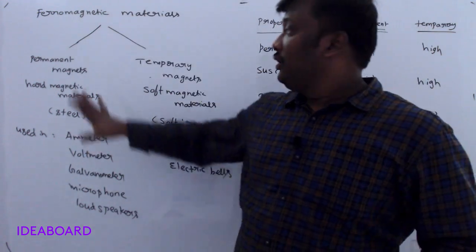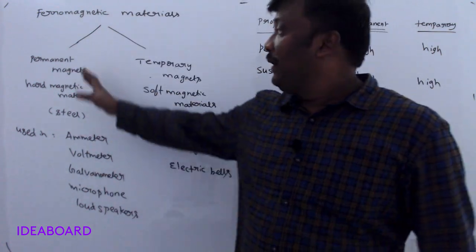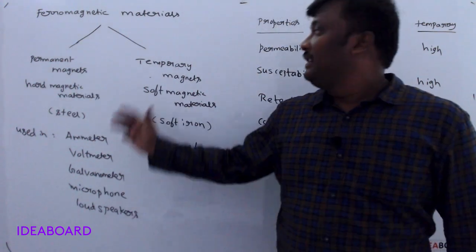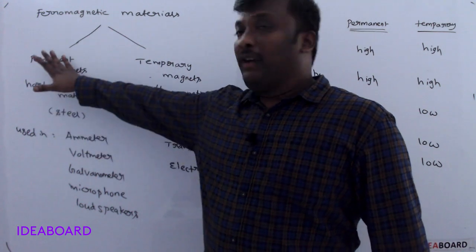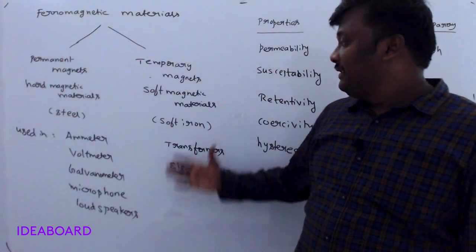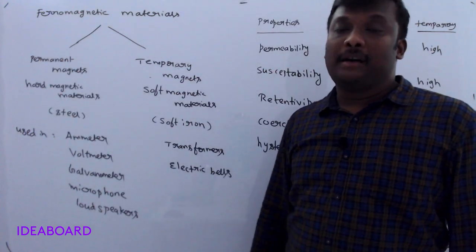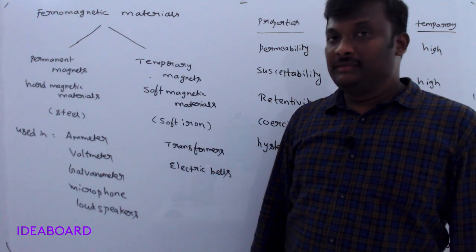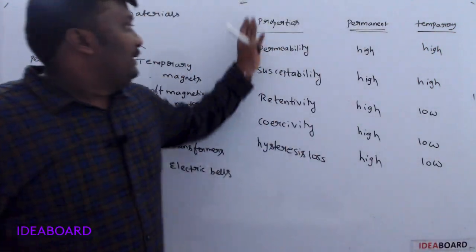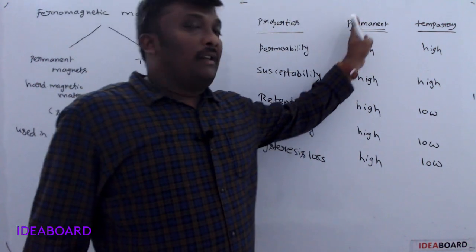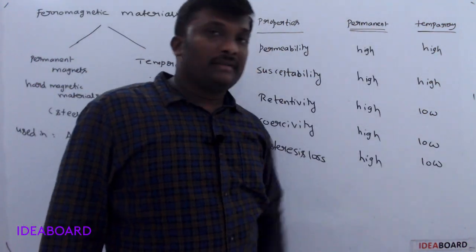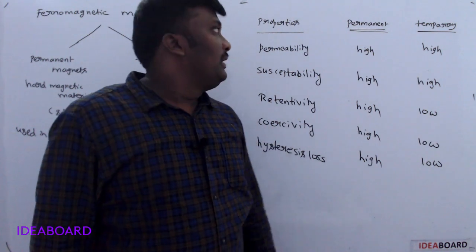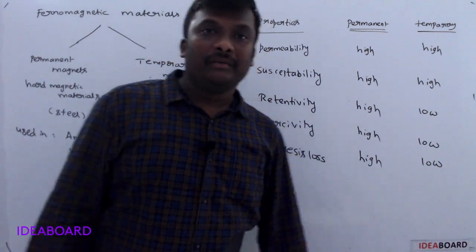So ferromagnetic materials divide into two types. One is permanent magnets, another one is temporary magnets. Steel is one of the best examples for a permanent magnet. Soft iron is the best example for temporary magnets. The properties for permanent magnets are like this and for temporary magnets are like this. We regularly use the temporary magnets.